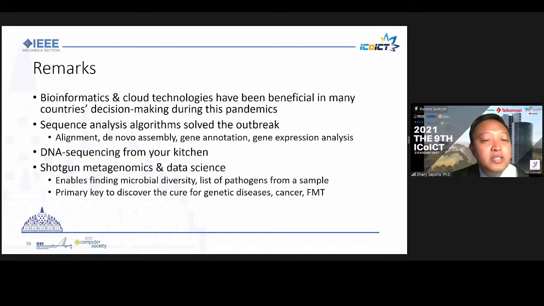And using shotgun metagenomics, bioinformatics and data science, now we can enable finding microbial diversity and a list of pathogens from a sample, whether it's a blood sample, a saliva sample, a fecal sample, or a urine sample. And this is a primary key. Bioinformatics is a primary key to discover the cure for genetic diseases, cancer, fecal microbiota transplant, and of course this COVID situation.